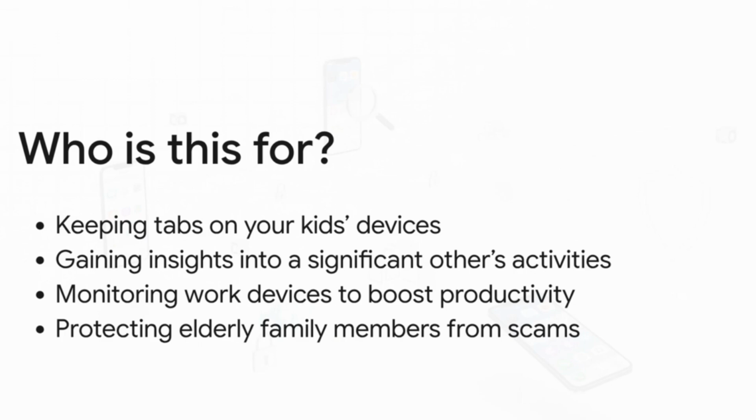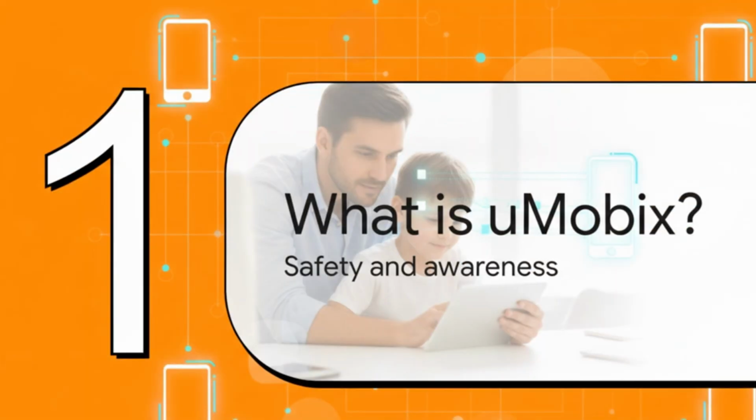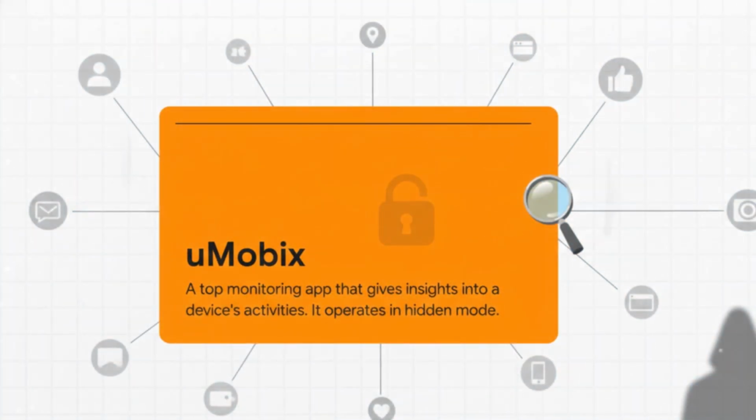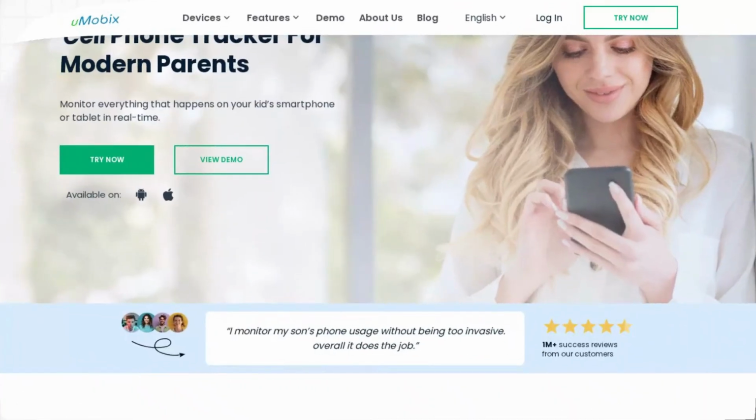I mean, we're talking about parents trying to protect their kids from all the weird stuff out there, or maybe you just want some clarity about what your partner is doing on their phone. It's even used by businesses to keep work devices on track and families who want to shield older relatives from those awful online scams. So that brings us to the solution. Let's get right to it. What exactly is uMobix? Well, think of it as your personal tool for getting a clear picture, for promoting safety, and just being aware.